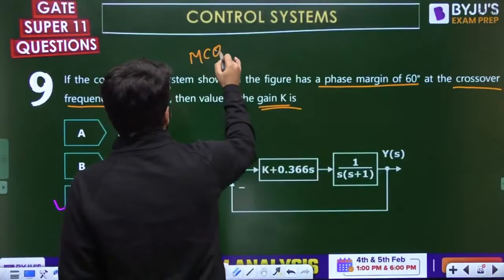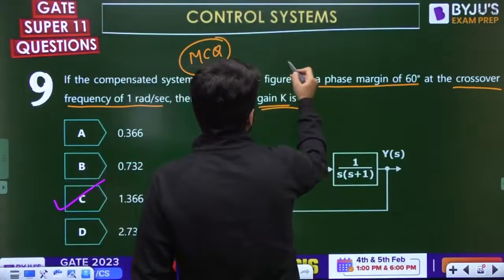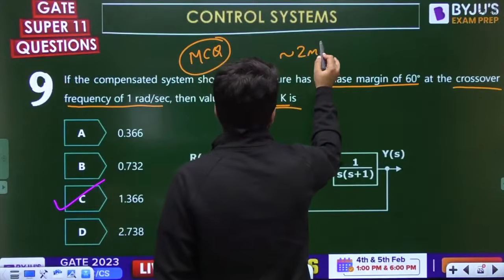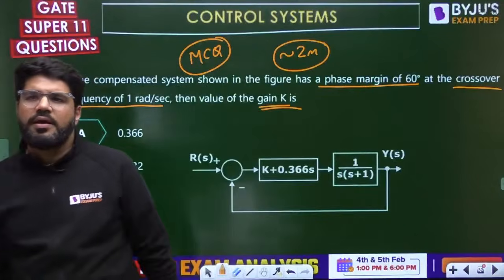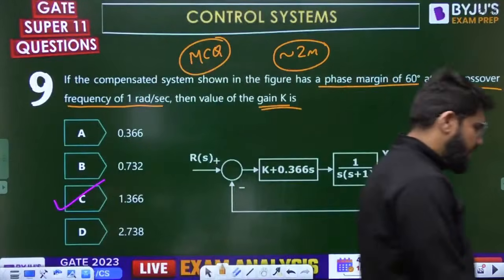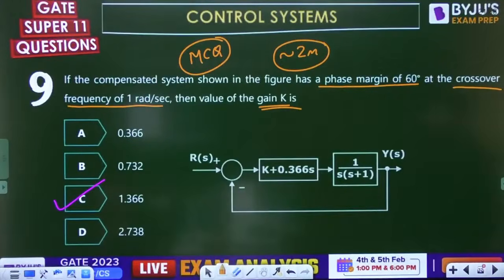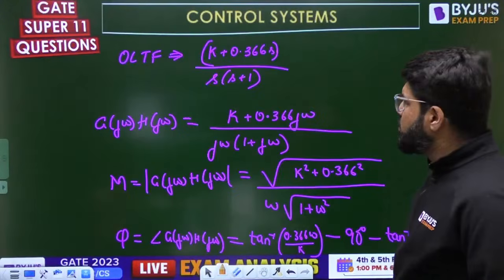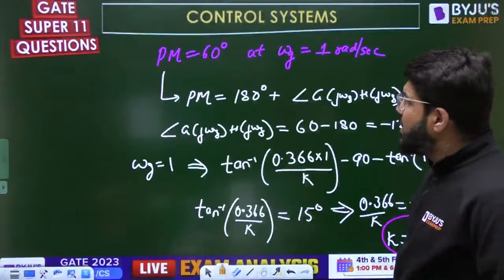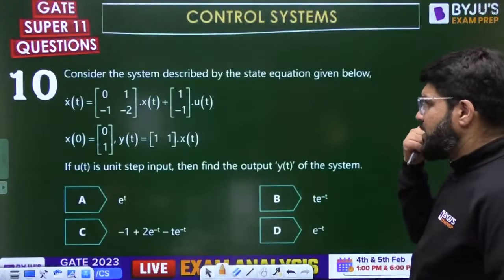This is an MCQ, but a phase margin question like this can be expected for 2 marks. A simple, decent question. This is number 9. Let's go ahead to the next question, number 10 of the Super 11.